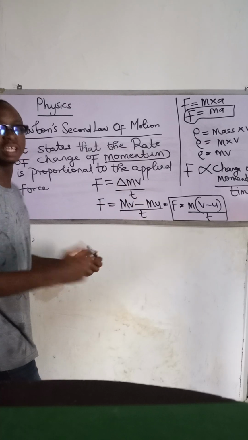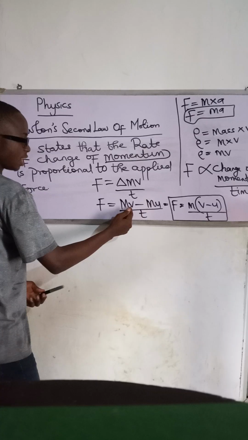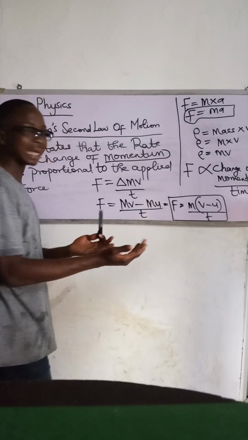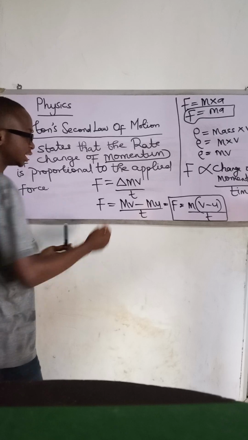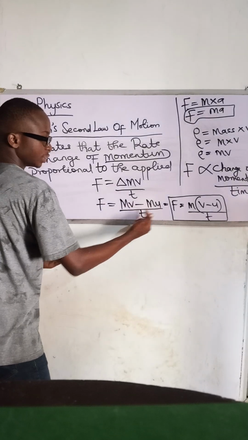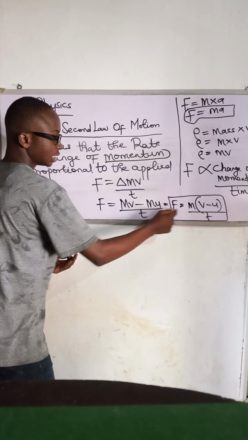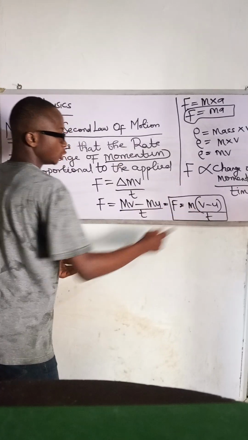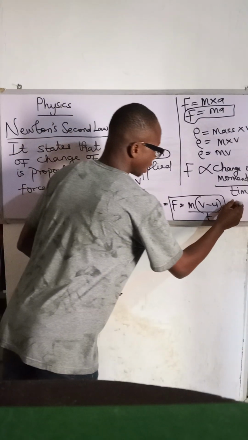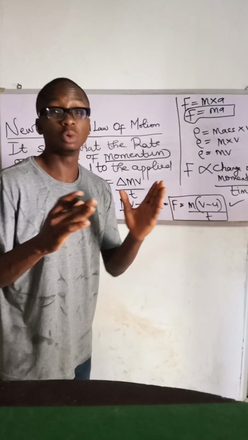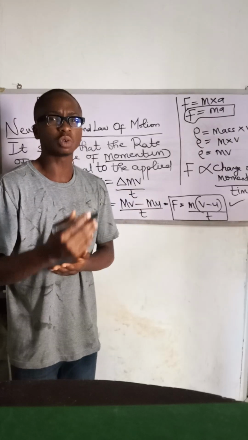Now, when we are given initial and final velocity, you have the final velocity minus the initial velocity, which is that change. It changes from initial to final. That's why we see change, so you subtract both of them. But in this case, we factorize: m open brackets v minus u all over t. This is the formula to use. I will solve questions. This might not look very clear to you, but when I start solving questions, you will begin to understand this formula.